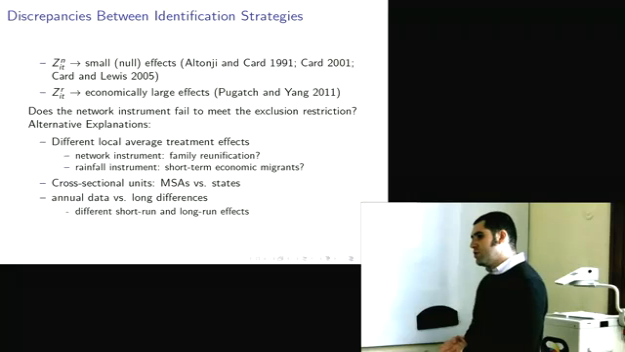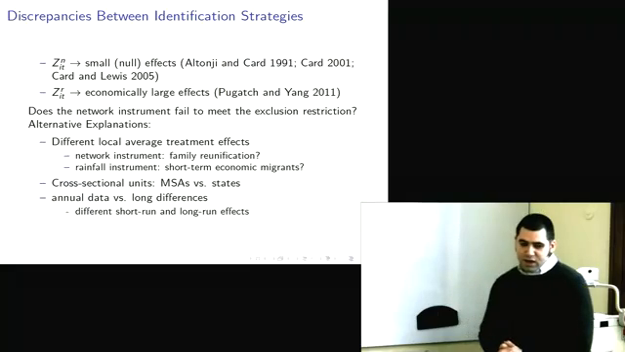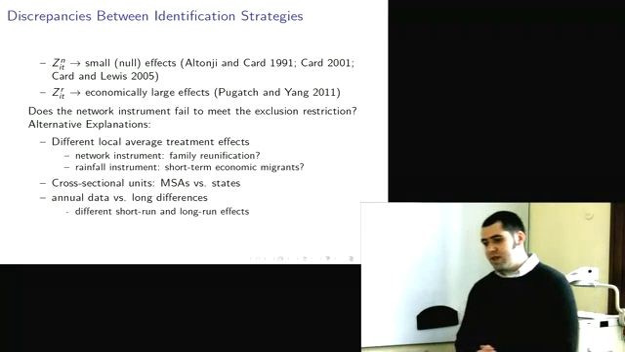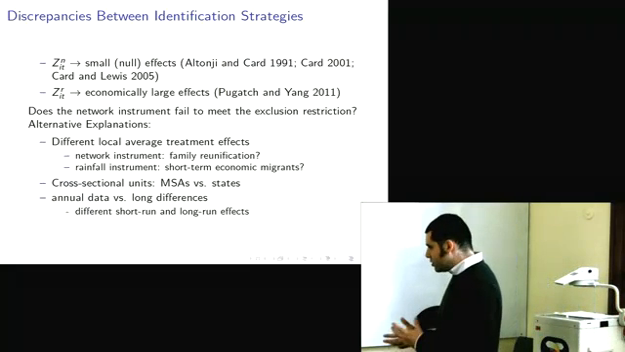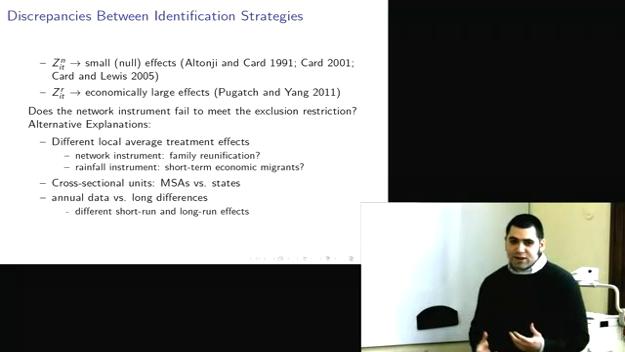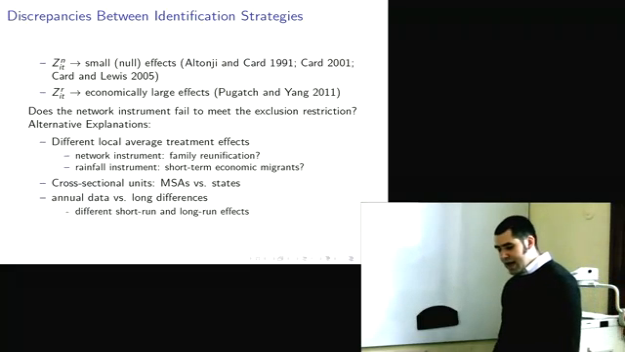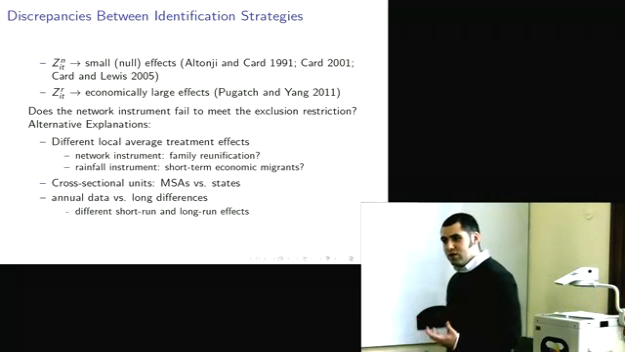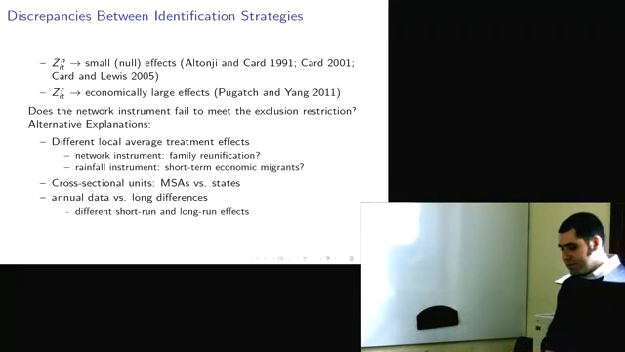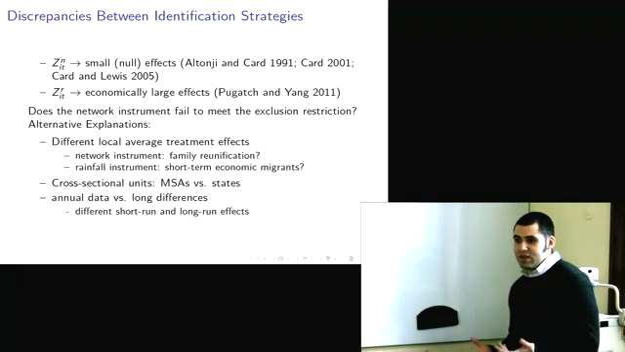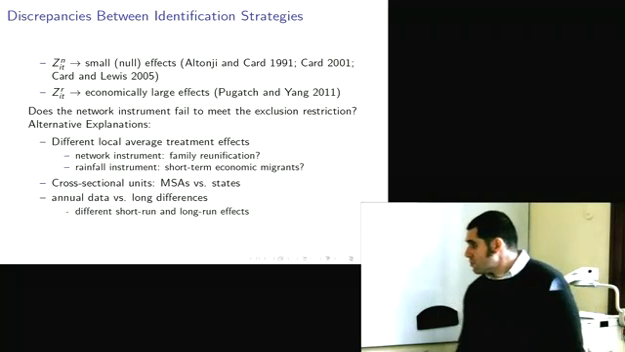There's also the issue that Pugac and Yang look at this at the level of the U.S. state, while all the other literature looks at the level of the MSA, and that could certainly be driving some differences. The one that Morris and I are most interested in right now is the fact that the rainfall instrument uses annual data. We're talking about short-term shocks due to rainfall, and there might be very different effects in the short run and the long run from immigration. In particular, there could be some kind of long-run adjustment process. So there's no reason those two strategies would have to give you the same answer, even if both are plausible instruments.